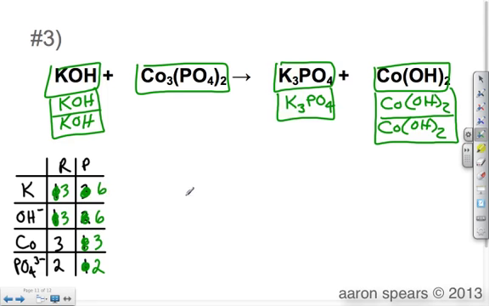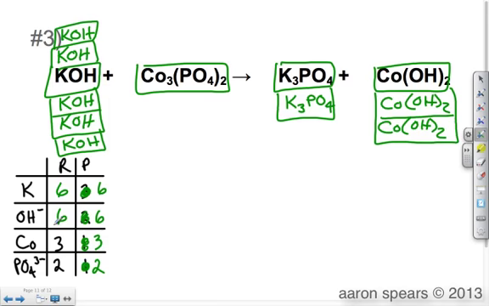Going back to the top of my list and balancing the potassiums, I need to get 3 more potassiums on the reactant side. So I'm going to add 3 more boxes of potassium hydroxide. Now I have a total of 6 potassium atoms on the reactant side. But when I added these extra boxes of potassium hydroxide, I also added extra hydroxide ions. If I readjust my list, I now have a total of 6 hydroxide ions on the reactant side. You will notice this now balances our hydroxide ions.